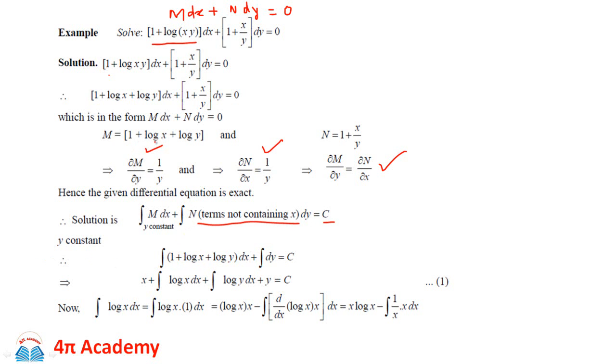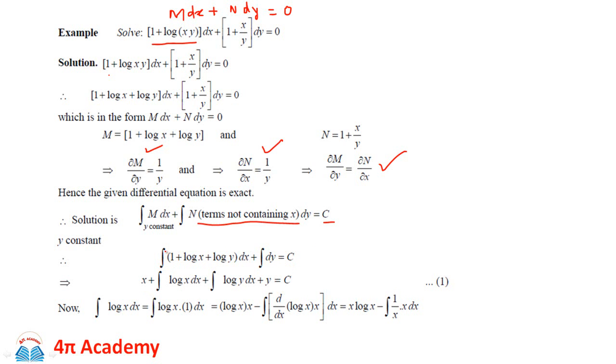M is 1 plus log x plus log y, so it is integration of 1 plus log x plus log y dx plus integration of dy, and this should be equal to c, because here we have to integrate this keeping only those terms which are not containing the x. So here we remain only with dy, and it should be equal to c.